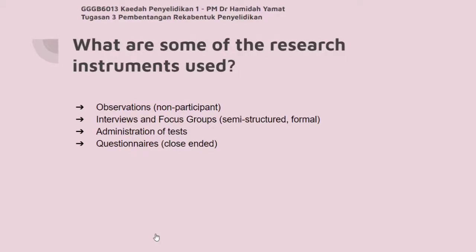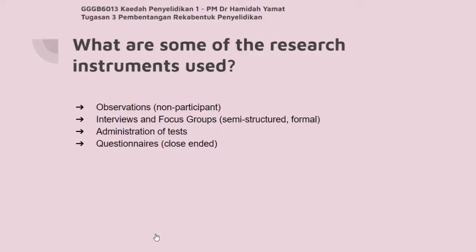Next, administration of test. Tests are carried out in the beginning and at the end of the research. The scores are compared and a descriptive statistical analysis is carried out to obtain the result. There are also instances where tests are constantly done to compare the effectiveness of intervention.